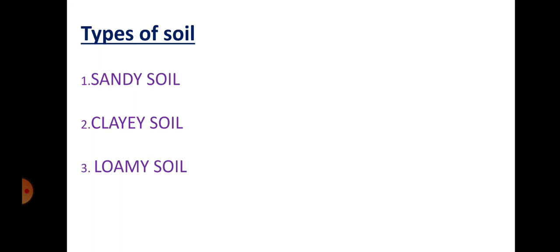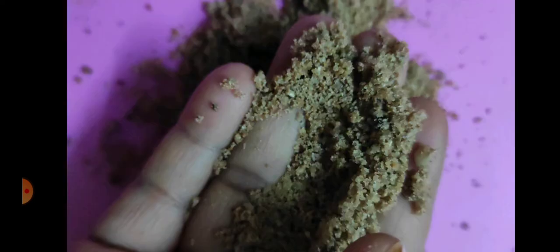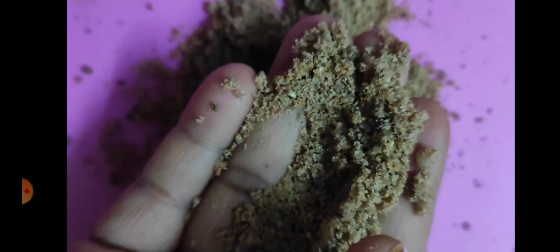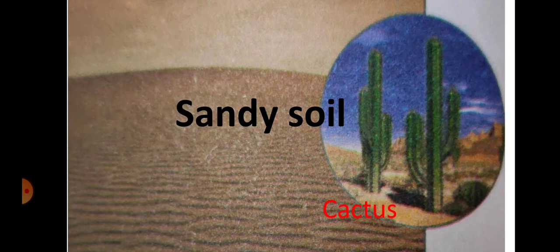Types of soil. Here, three types of soil are there: sandy soil, clayey soil and loamy soil. Sandy soil. Sandy soil has large grains of rocks and there is a lot of space between them. The soil cannot hold water. Only few plants grow in this soil.